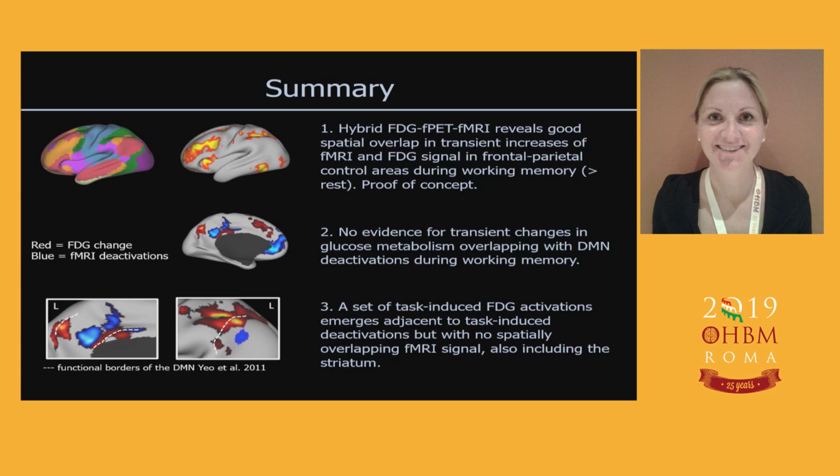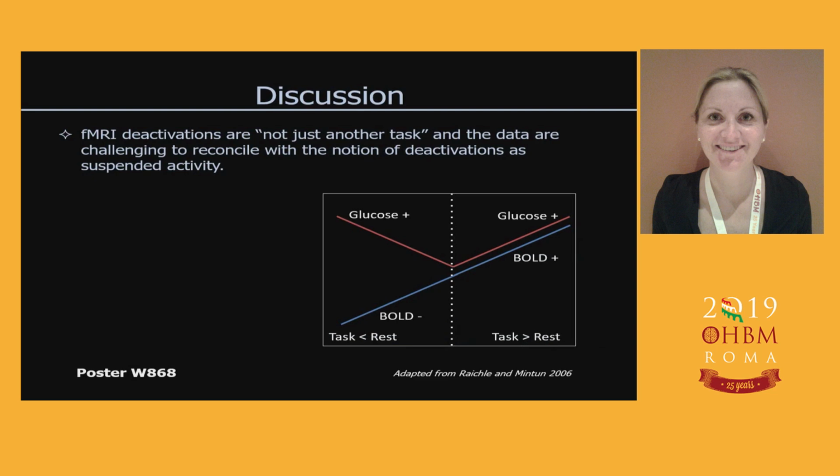So what does that mean for our understanding of cognition and the function of the default mode network? Well, I think the data suggests that fMRI deactivations cannot simply be labeled just another task, and the data are also challenging to reconcile with the notion of deactivations as suspended activity, because we don't, in those exact areas, see a relative increase in glucose consumption during rest. So our hypothesis was in that way not confirmed, and the pattern would look more like indicated in this.